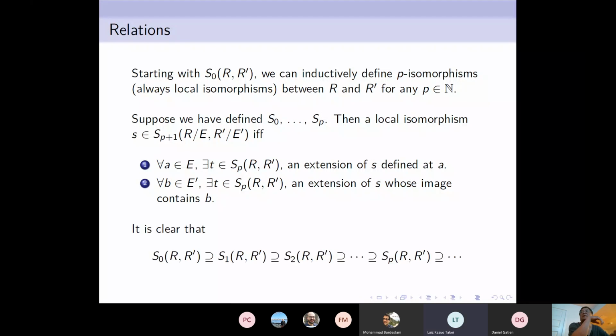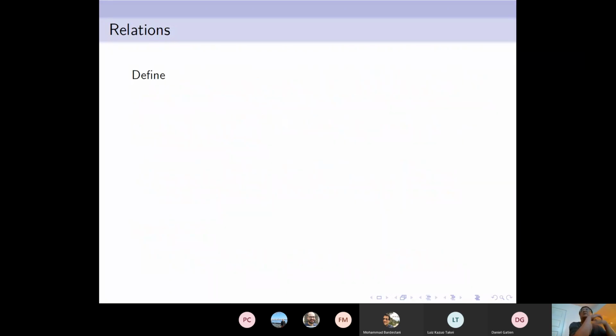So that means we have this relationship for these local isomorphisms. Actually, it will stop somewhere, but the most important part is this. We define the intersection.